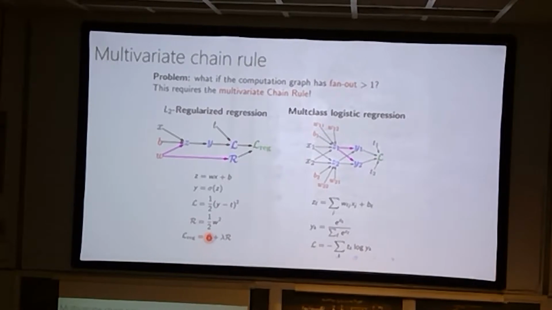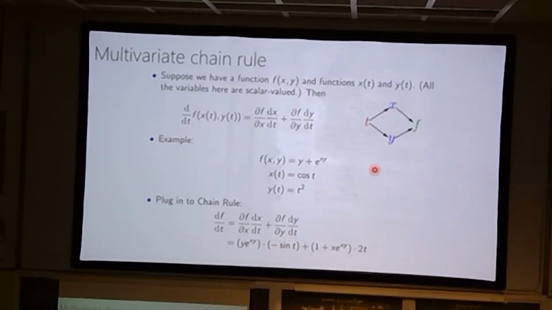You have the regular mean squared error, and then you have lambda, the ridge penalty, times the loss. If you draw it as a graph like this, then when you're backpropagating these derivatives, for w you're going to have to get stuff through z and through r. So things are going to be a little bit more complicated. In general, this is going to happen all over the place, so we need to remember or learn what the multivariate chain rule is.